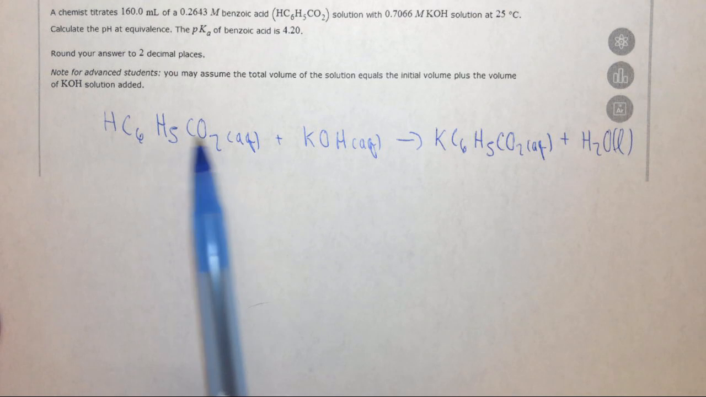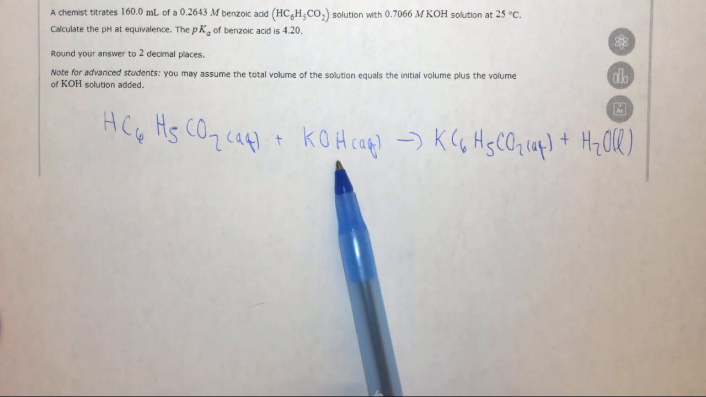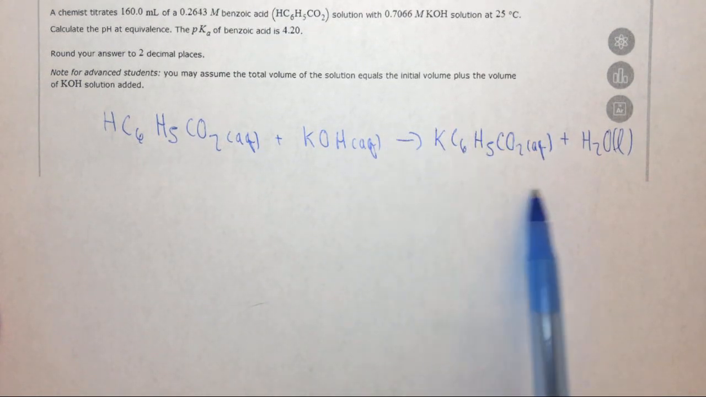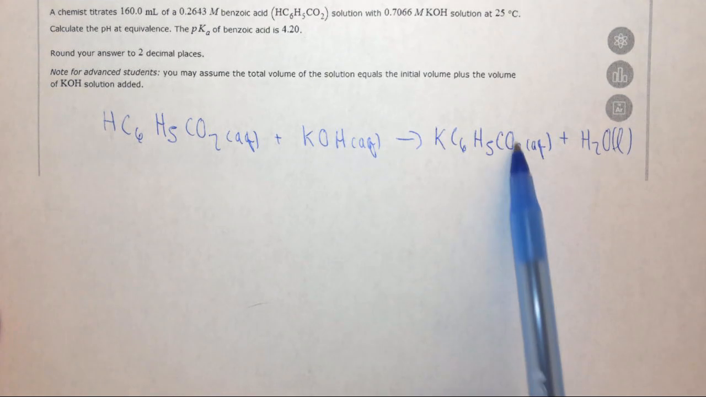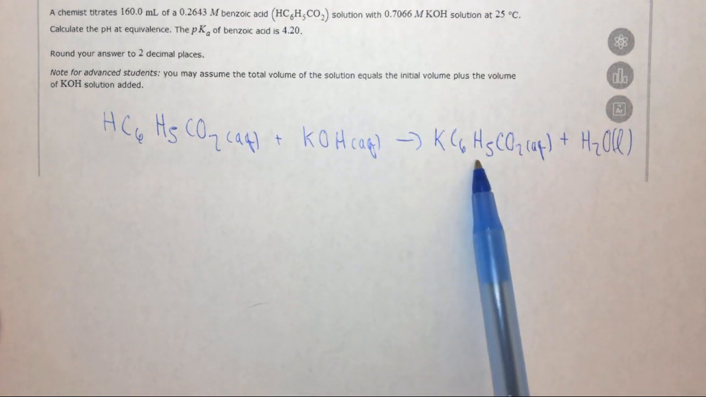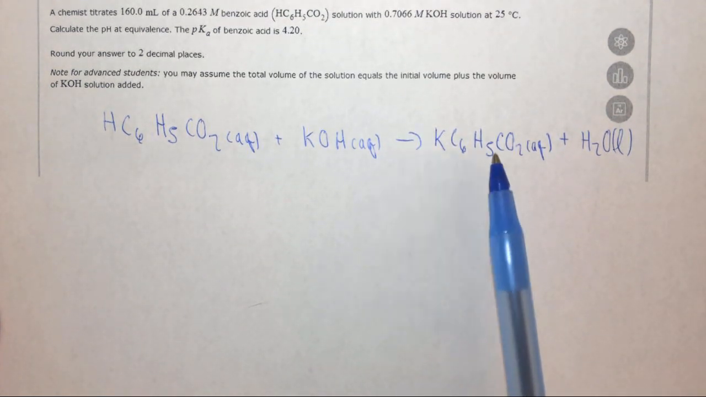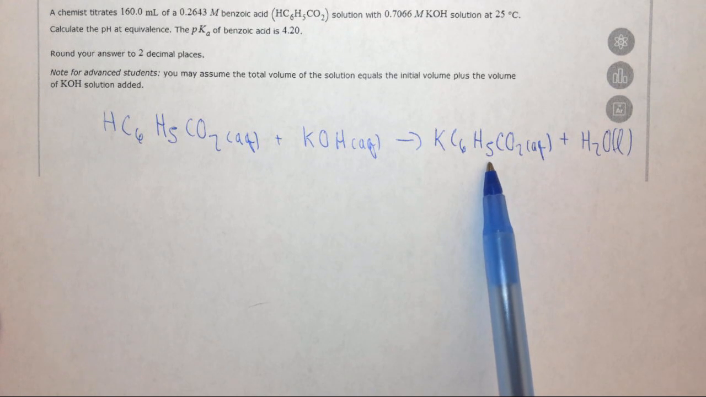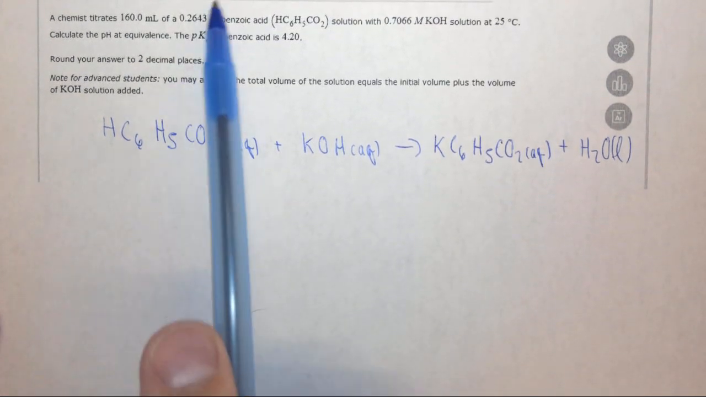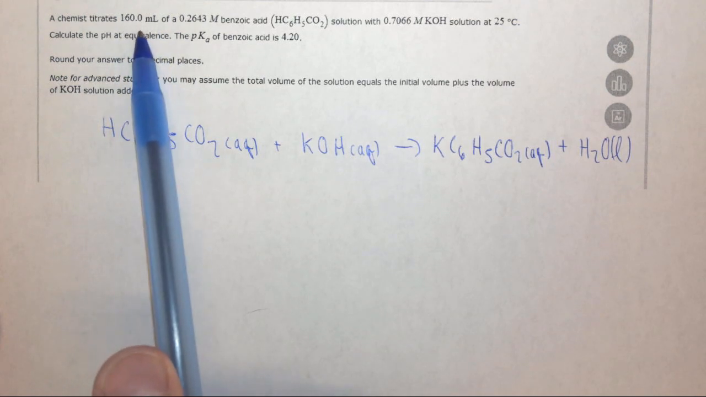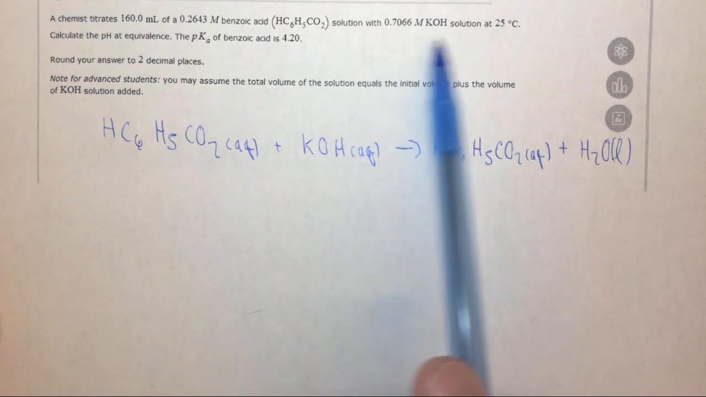So at equivalence, the moles of this and the moles of this are equal, which essentially means we have a solution of this. A solution of this, which is a relatively weak base, since it is the conjugate of a weak acid, so it's certainly a base. And this base is going to be in solution. But in order to determine the pH of the solution, we need to know the concentration of this base. The problem is we know how much acid we used, but we don't know how much base we use.